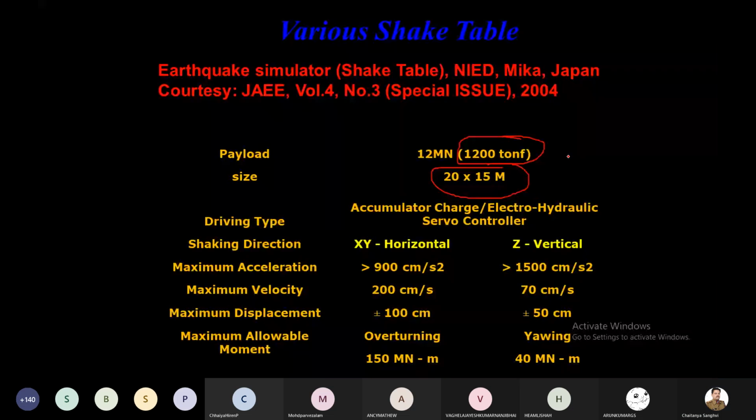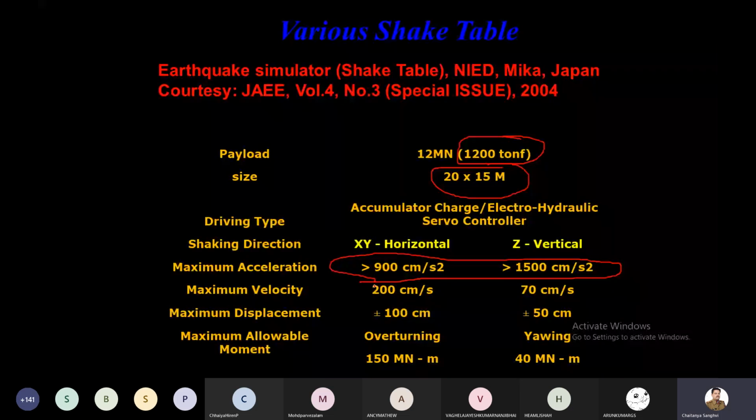And this is the most important part: at the same time it provides acceleration like this. This is very important, right? So the maximum extension you can provide is this in x, y, and z direction, right? The displacement is 100 centimeter in the horizontal direction, and in the vertical direction 50 centimeter plus or minus, right? And the maximum moment is a number you have to appreciate. So this is the world's biggest shake table.